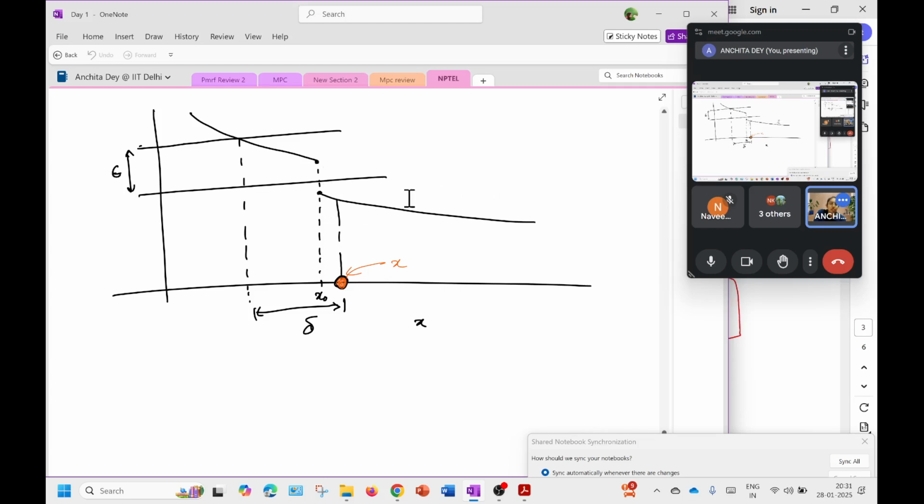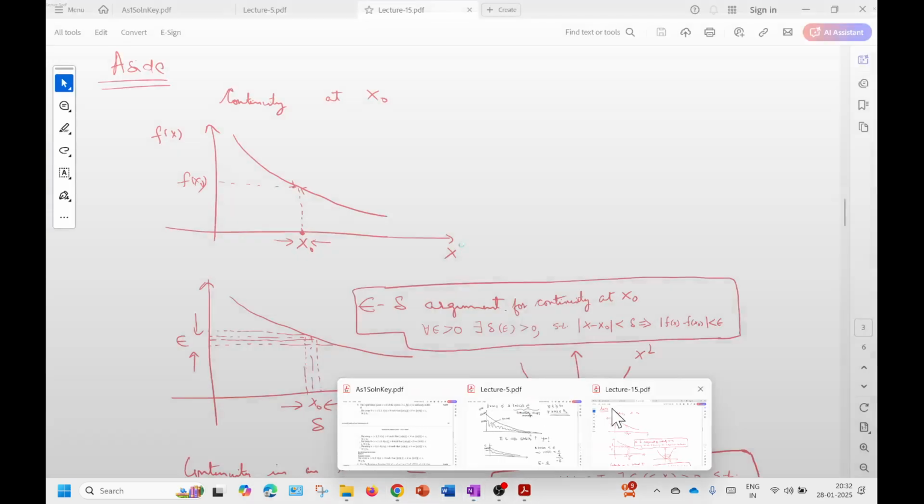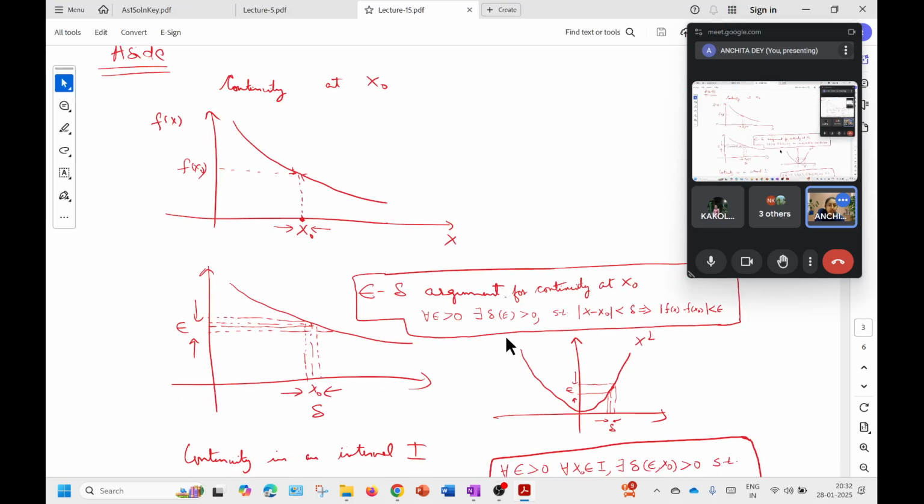You can choose your epsilon to be smaller, this drawing is not very good, and you will see that this difference doesn't lie within the epsilon region. So that is the simple continuity definition that we have.